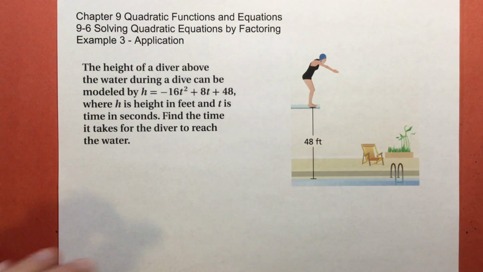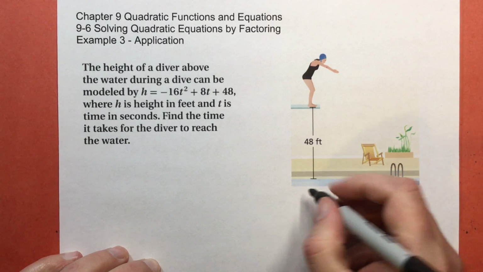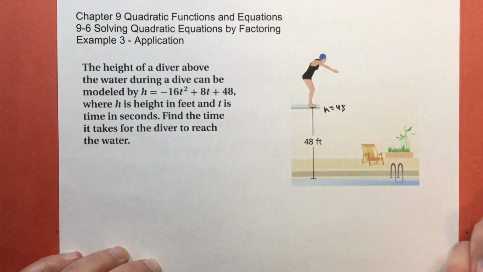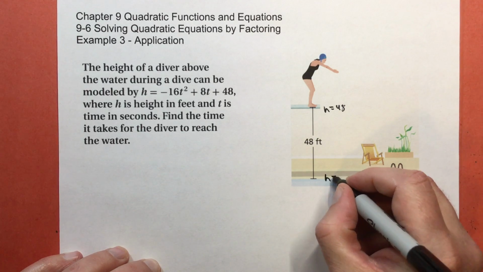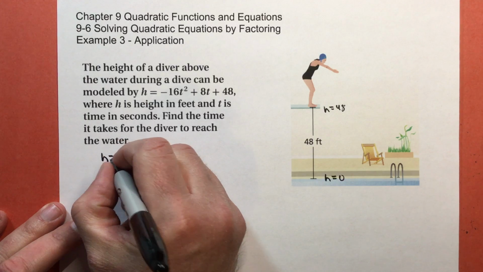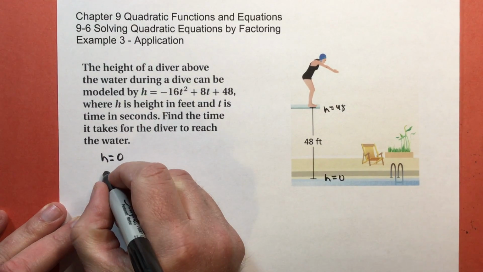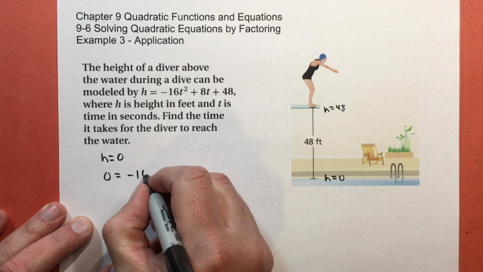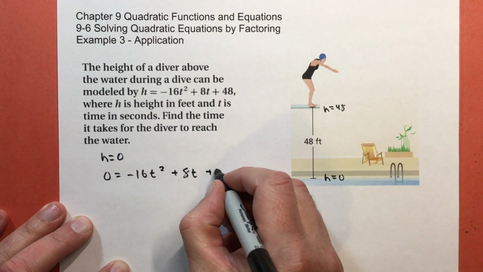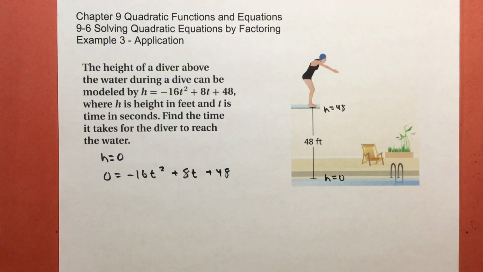So right here, h equals 48 feet, but down here, the water is h equals 0. So this goes back to the idea that we want to find out where 0 is. So this tells me that h equals 0, so I'm going to put a 0 here. 0 equals negative 16t to the second power plus 8t plus 48. Now I got to factor that.